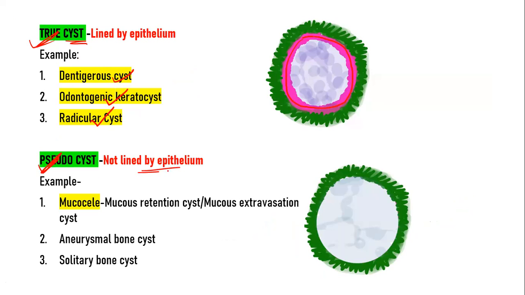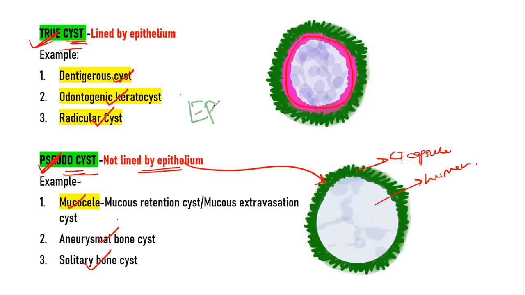And the ones that do not have epithelium, as here, right? You only have the connective tissue capsule enclosing the lumen. So these are called pseudocysts. Examples, mucocele, aneurysmal bone cyst, and solitary bone cyst. So you have true cyst and pseudocyst based on the presence or absence of lining epithelium.